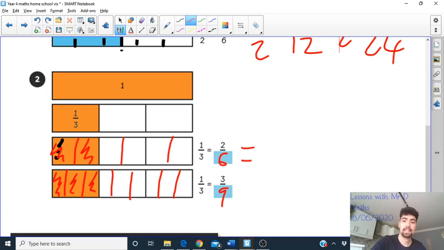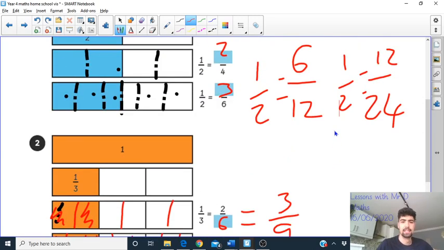Yeah, I could also extend that and do 1/3 is the same as 2/6, which is the same as 3/9. I have to split my ninths again. And there's a big fraction wall that I'll introduce probably tomorrow when you guys have had a bit of practice with this.